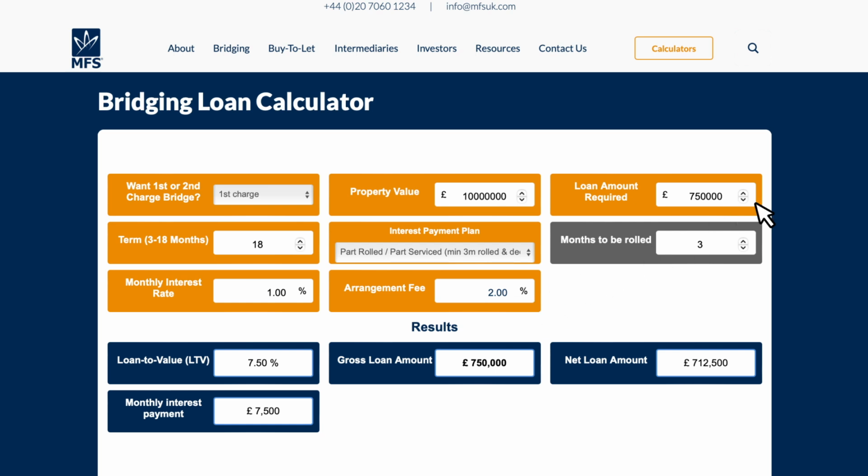The loan amount required is the figure you think you'll need to move forward with your project or investment. You can borrow between £100,000 and £50 million across our bridging products.